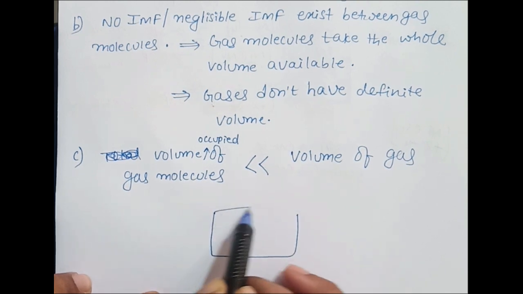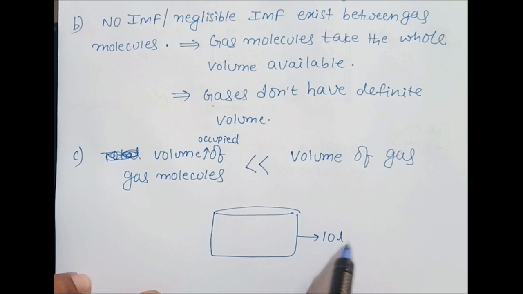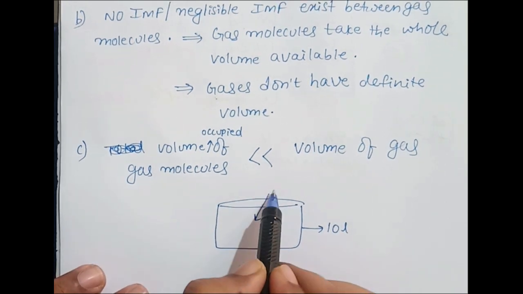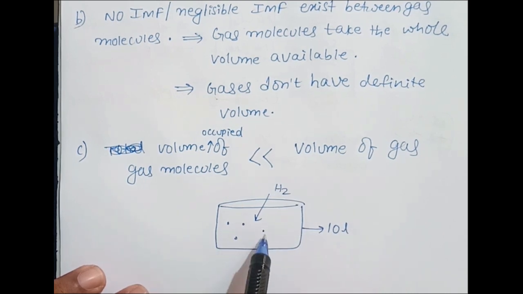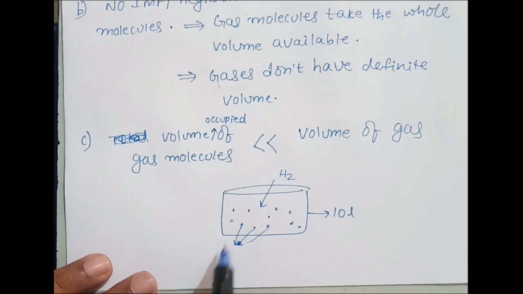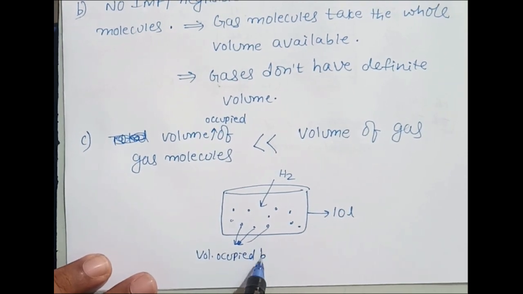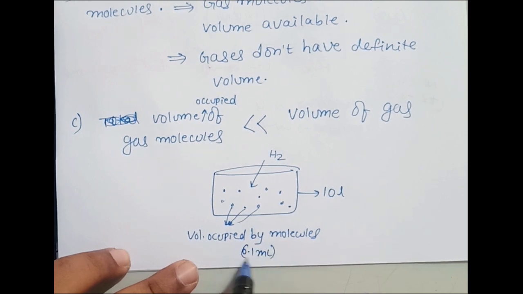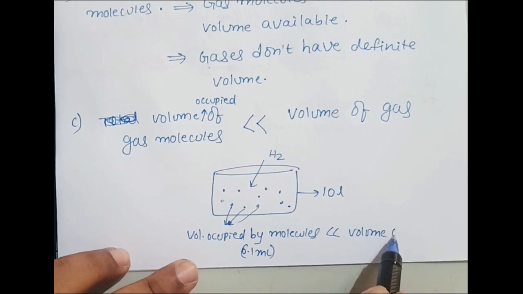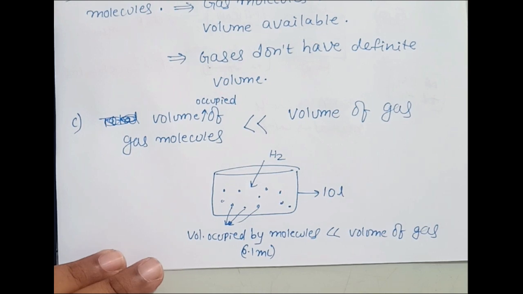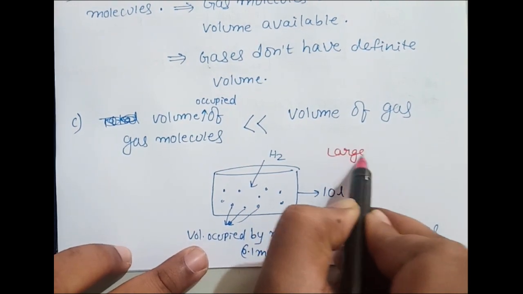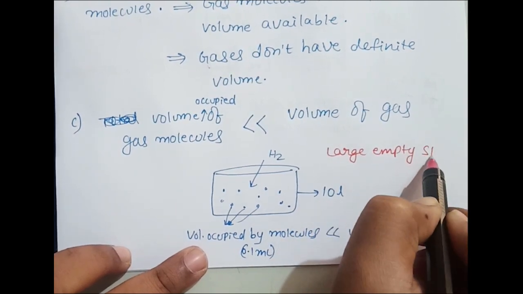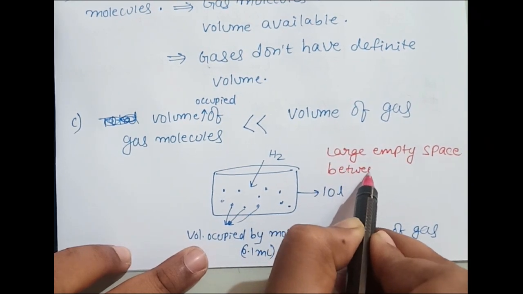Suppose you take a container, and let us say the container volume is 10 liter. Now I kept X gas, let us say hydrogen gas. So hydrogen molecules will be there. They will also occupy some volume because they are standing at fixed position, means they will occupy definite volume. Now the volume occupied by these molecules is very, very less, let us say only 0.1 ml, which is very less as compared to the total volume of gas. They mean to say there is a large empty space between gas molecules.